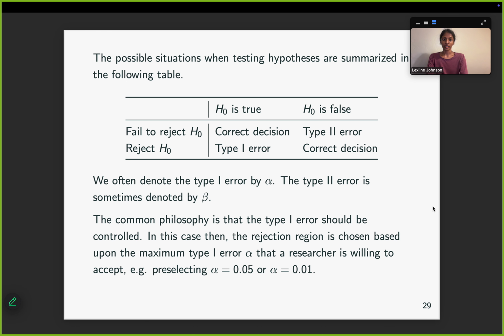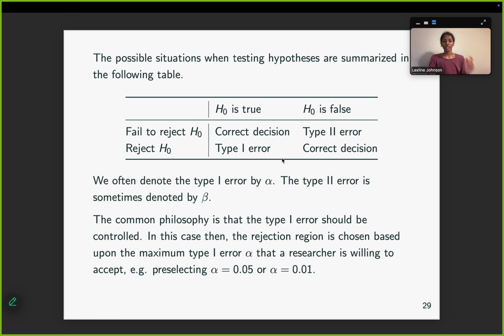So we have our table here. You might want to remember this and write it down in your notes. So here is where we have our type 1 and type 2 errors. If H0 is true and we fail to reject, then we made the right choice. But if it's true and we reject it, we get our type 1 error. And if it's false and we fail to reject, we get our type 2 error. And if it's false and we reject it, then we get the correct decision.